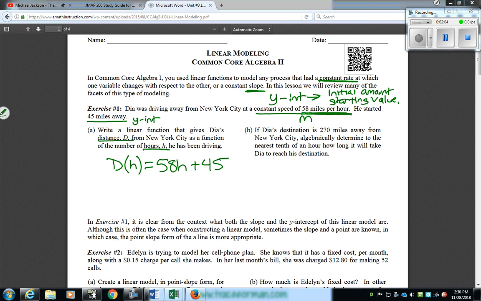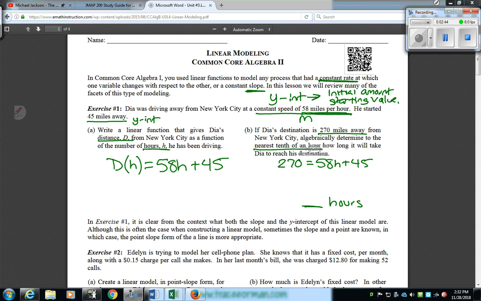Dia's destination is 270 miles away from New York City. They're asking us to figure out, to the nearest tenth of an hour, how long it will take her. So I know right now that my answer has to be something in hours. I'm going to write that down at the bottom underneath the question. Now, 270 is miles, which is a distance. So I'm going to have to solve this equation and see when it equals 270, which value of h does that for me.